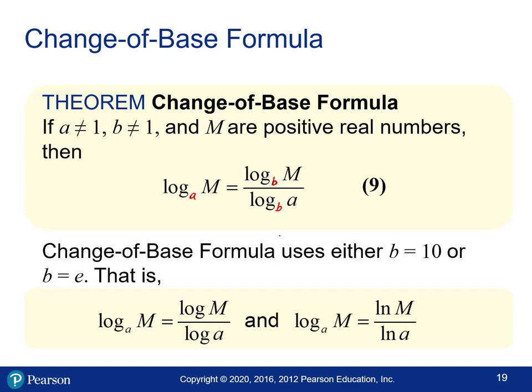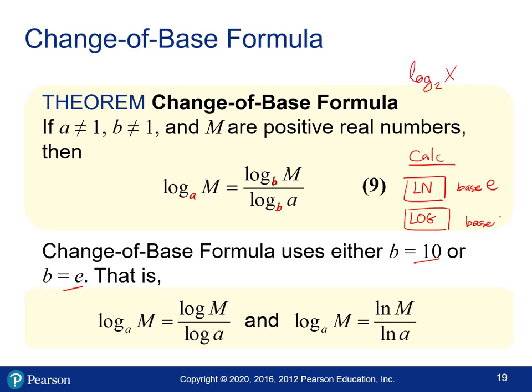Why we care about this is because on most calculators, the base is 10 or e. On a calculator, the button for base e is the ln button, and the button for base 10 is just the log button. So if you're asked to find the log of something other than base e or 10, and you want to use a calculator, you have to change it to base e to use this button, or base 10 to use this button. And remember, it's invisible if it's base 10, we just write the word log, and it's ln if it's base e.